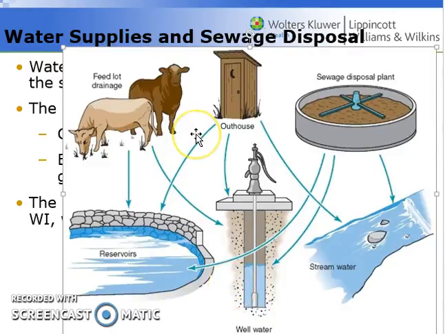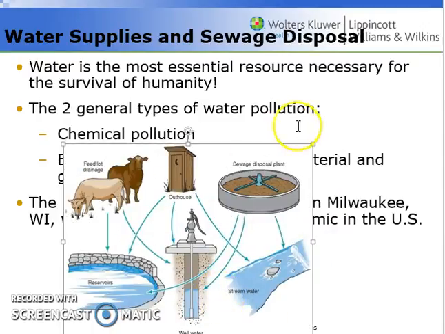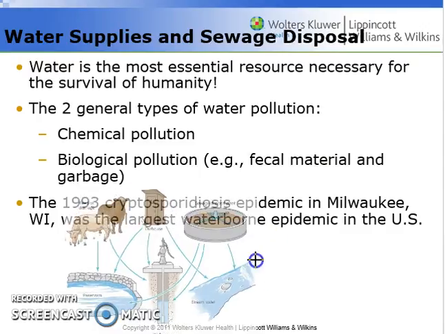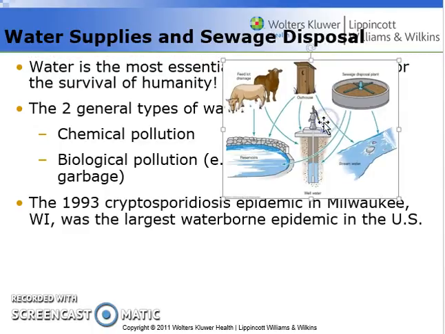And so other contaminants came from outhouses, and they also came from cows, and essentially what we call feedlot drainage, where you feed cows and they excrete fecal material, and then all of that seeps down into the soil and eventually makes its way to reservoirs. And so this whole system basically was contaminating the water supply, and essentially led to the development of this cryptosporidiosis epidemic that took place in Milwaukee.